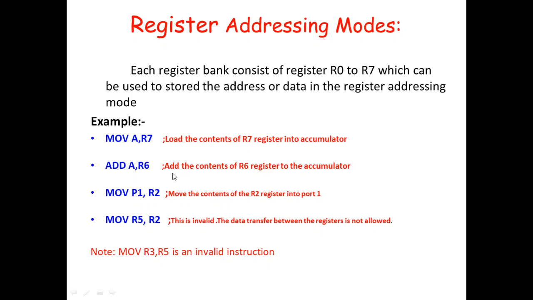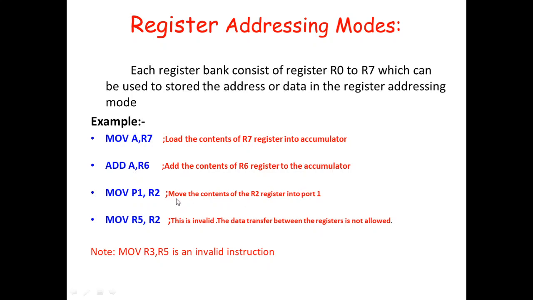The next task is I want to add the content of R6 to the accumulator. One of the operands is in R6, that operand I want to add into the accumulator and place the result into the accumulator. For that I am writing the instruction ADD A, R6. Data of R6 is added into A and the result is held in the accumulator because it is the destination.